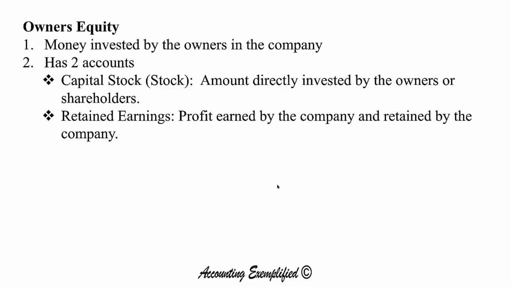Second one is retained earnings. This is the profit earned by the company and retained by the company. For example, if the company makes a profit of $100 and out of the $100, $20 are paid out as dividends to the shareholders or the owners, the remaining $80 are retained by the company. That $80 will be accounted in the retained earnings account.